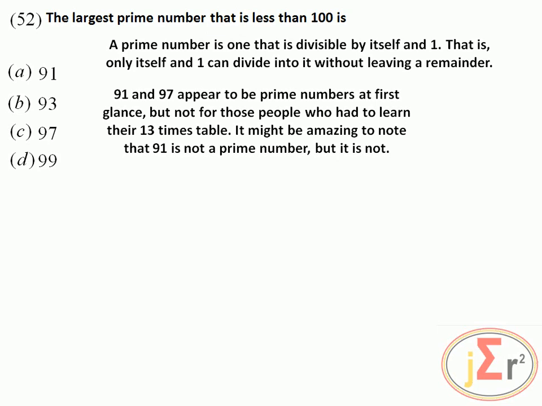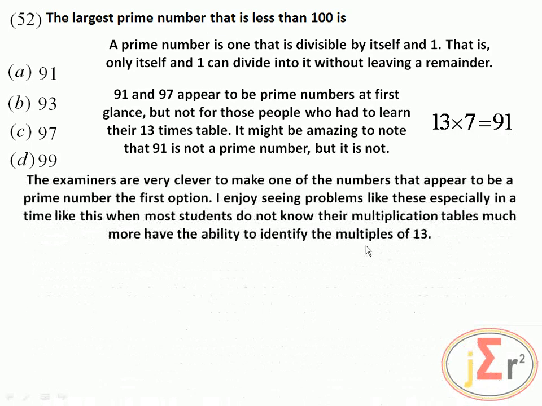It might be amazing to know that 91 is not a prime number, but it is not. 91 is not a prime number. 13 multiplied by 7 is equal to 91. 7 times 3 is 21. 7 times 1 is 7, plus that 2, we get 91.